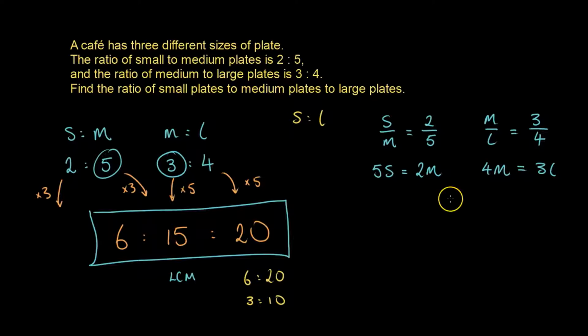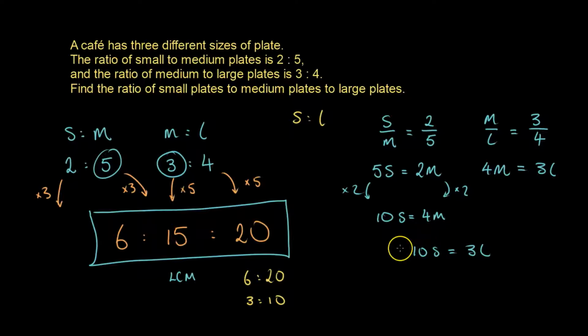So what can we do with these two equations? Well, this 2m here happens to be half of this 4m here. So if I times by 2 on both sides, in order to get 4m equals 10s, then I will have the same number of m's in both of these equations. Therefore, I can equate the 10s to the 3l. These must be equal to each other.